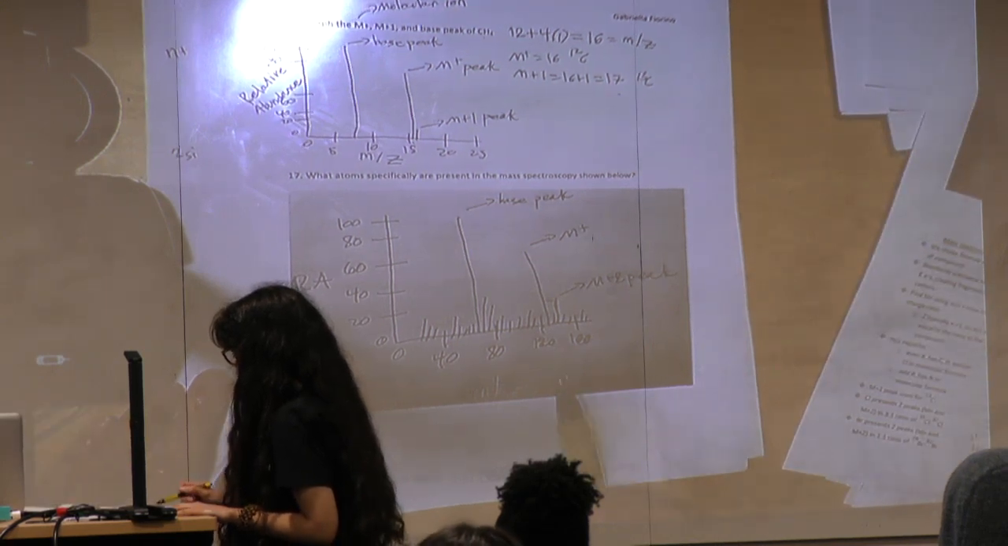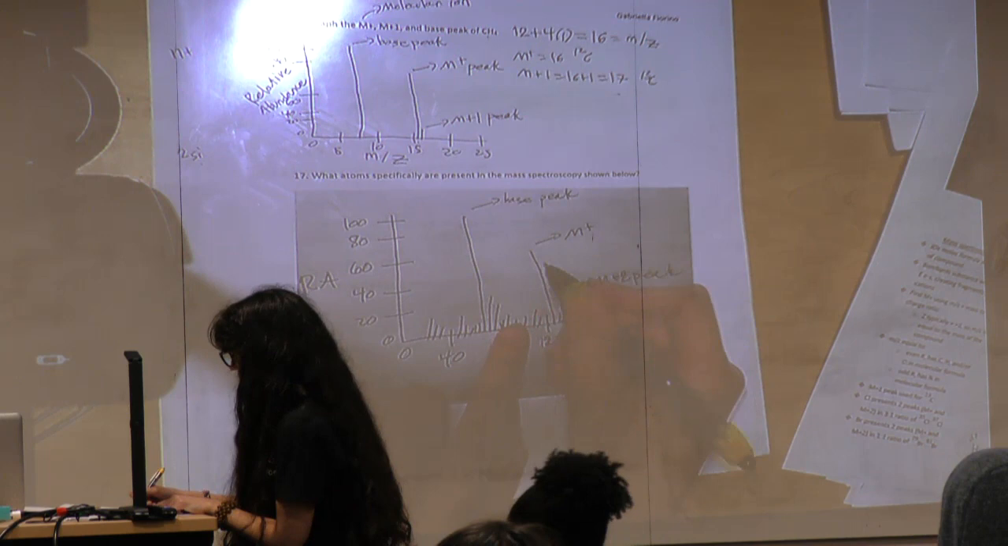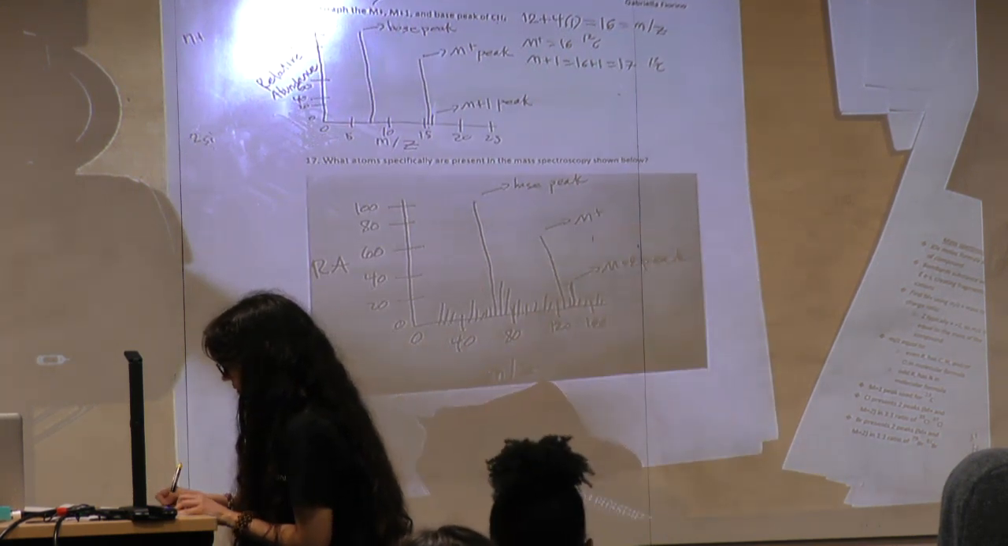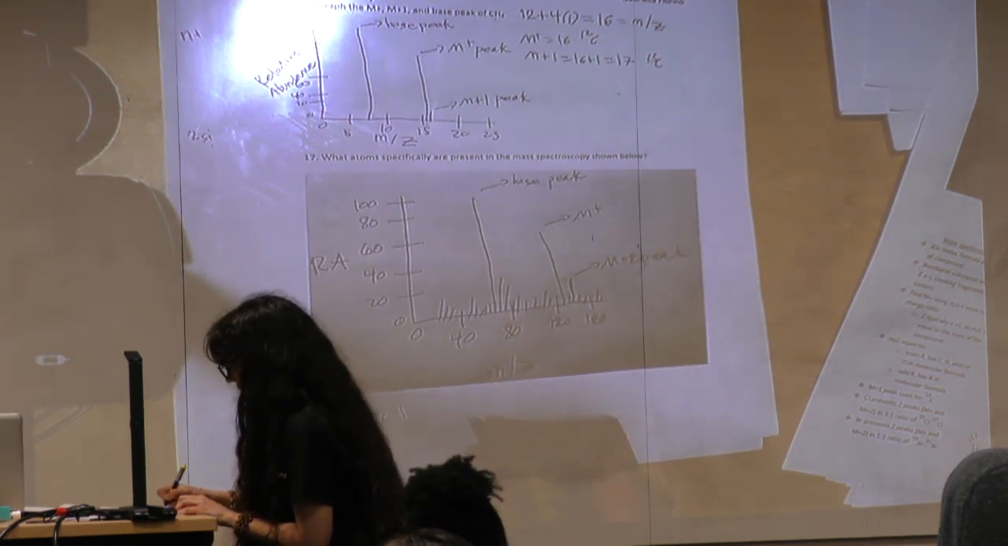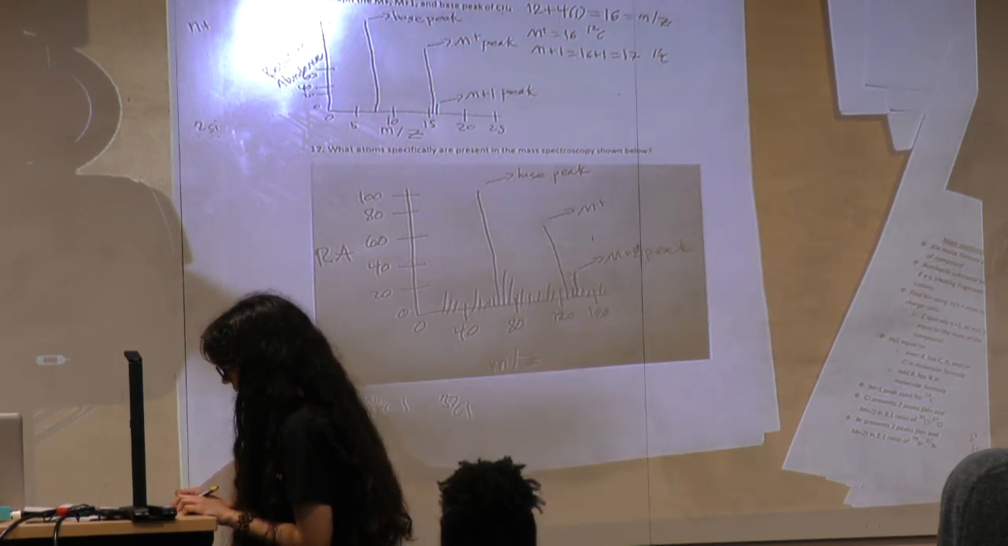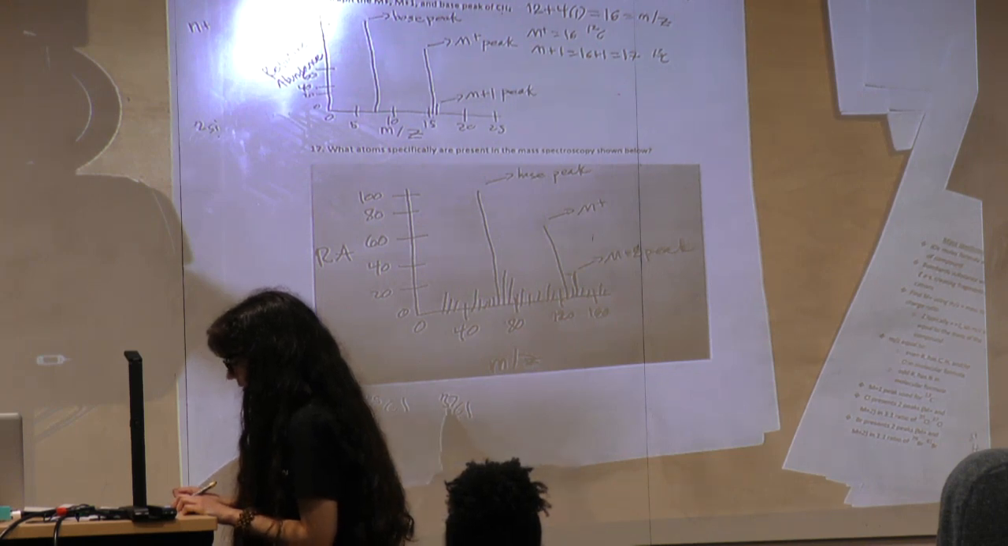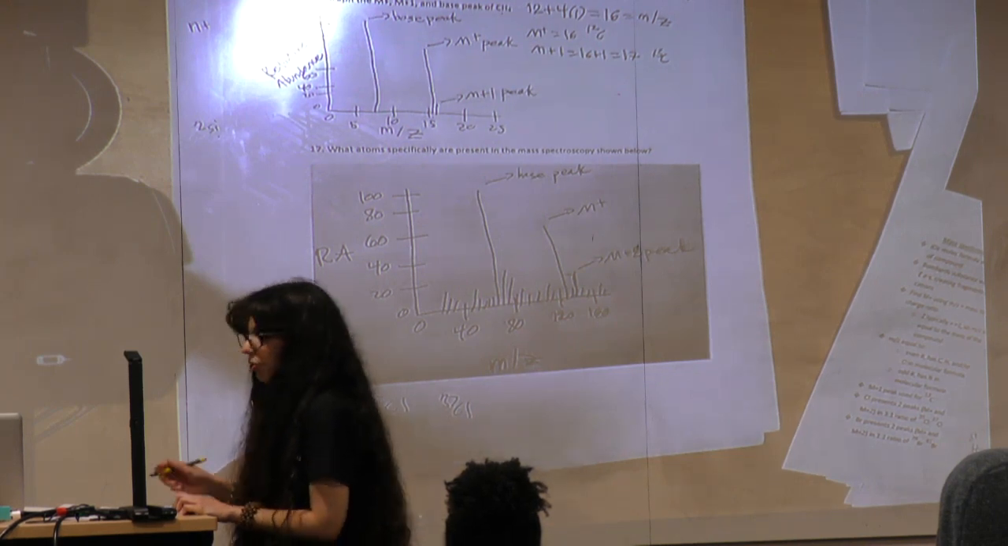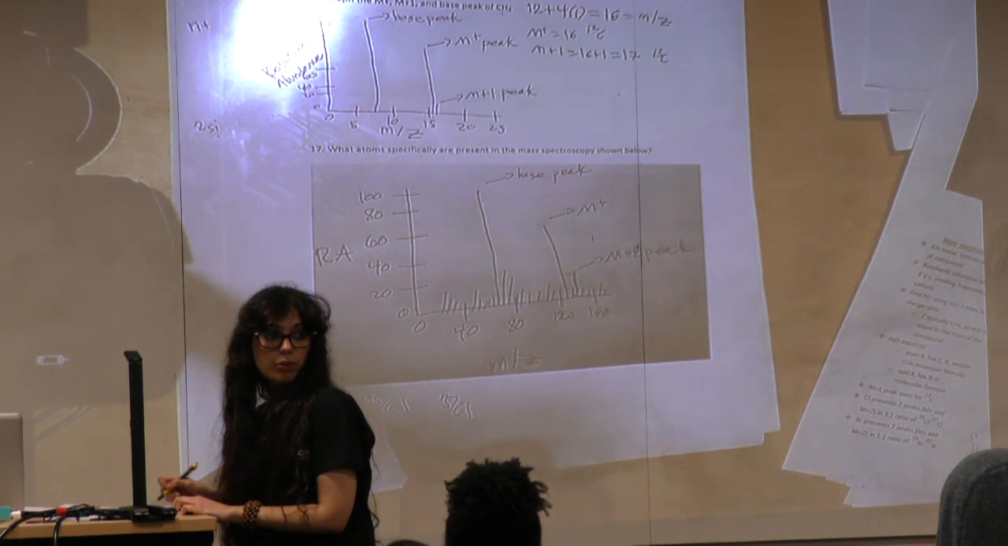Yeah. So what we found, it was a 3-to-1 ratio. So what we found was chlorine. And we have chlorine 35. Our isotopes are chlorine 35 and chlorine 37. So 35 plus 2 is 37. So that's why we do M+2, because 35 plus 2 is 37.